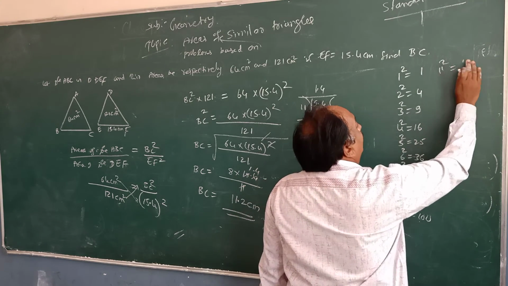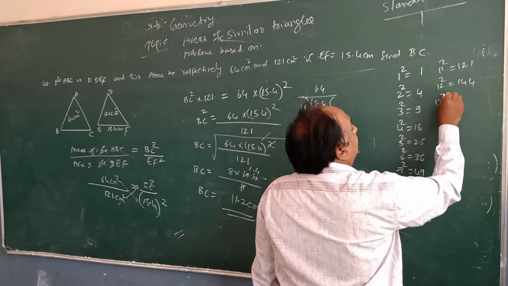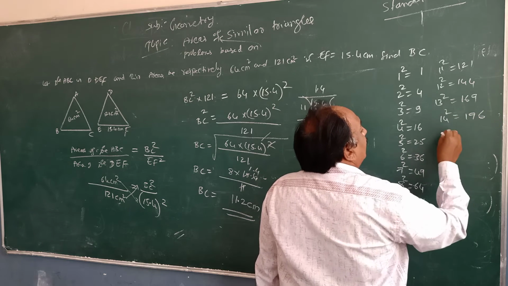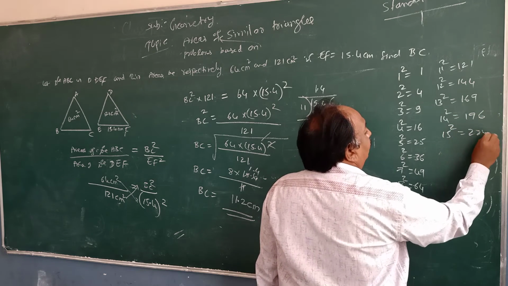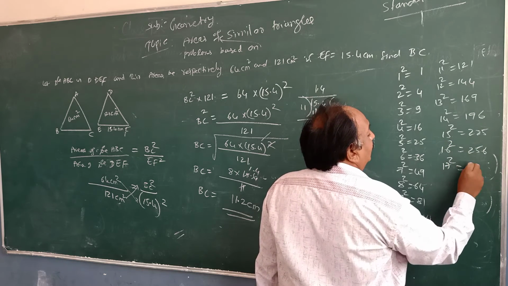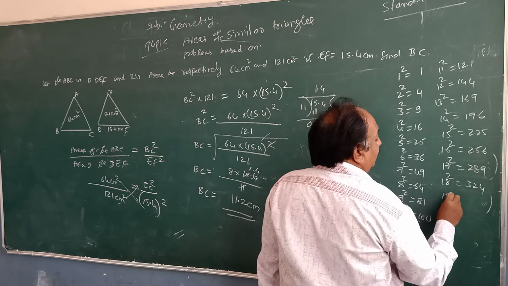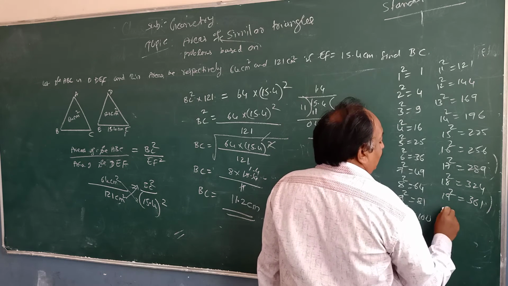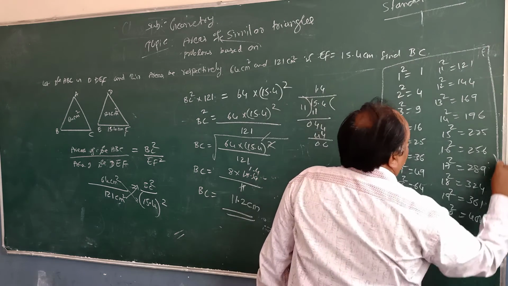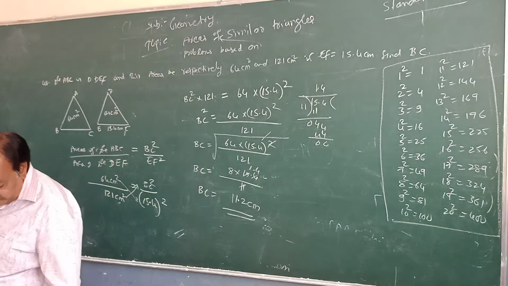11 square is 121, 12 square is 144, 13 square is 169, 14 square is 196, 15 square is 225, 16 square is 256, 17 square is 289, 18 square is 324, 19 square is 361, 20 square is 400. Please note down these squares and square roots, my dear students.